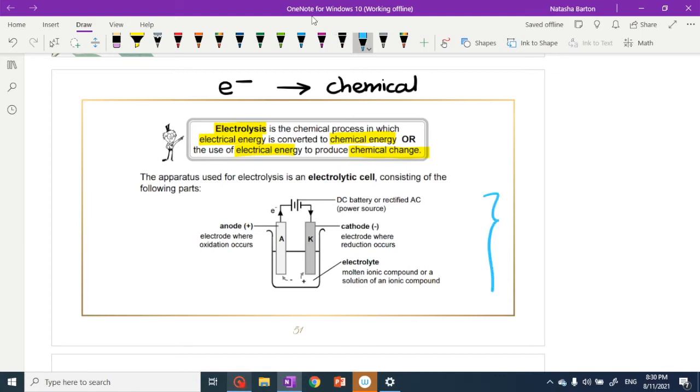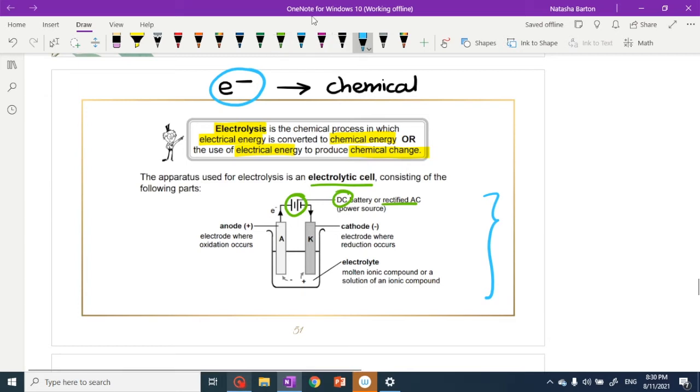At the bottom of your screen, we have a diagram of your electrolytic cell. Since we need electricity, we need to provide the electricity, and as a result, in your electrolytic cell, you will see a battery. A battery or rectified AC. Rectified AC, if I'm not mistaken, is just where we take AC and we use one direction of it so that we have a DC power source.